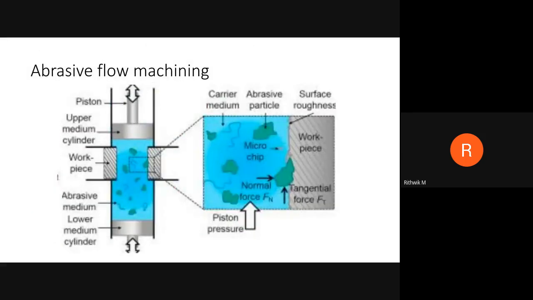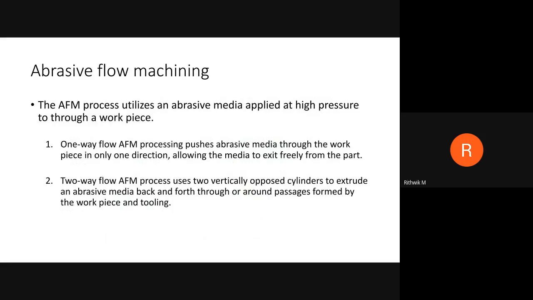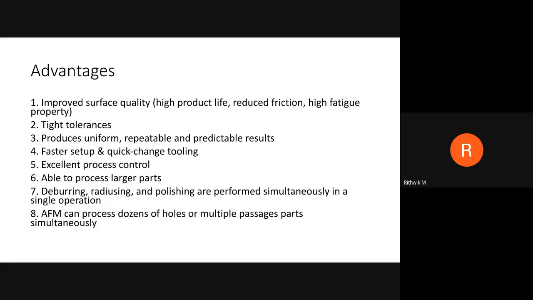So this is the basic figure. As I said earlier, these are the two types of abrasive flow machining. There is one-way flow and two-way flow. Now, regarding the advantages, disadvantages, etc. First of all, we'll see what are the advantages of the abrasive flow machining process.